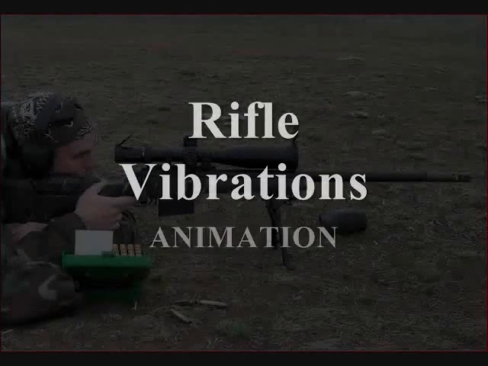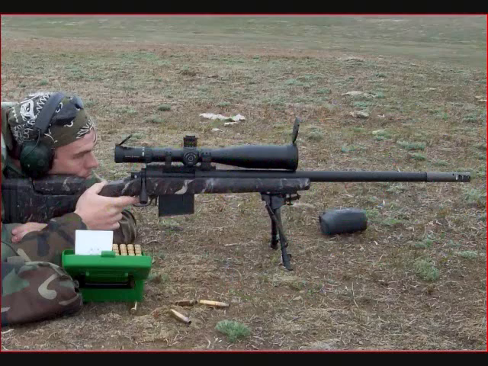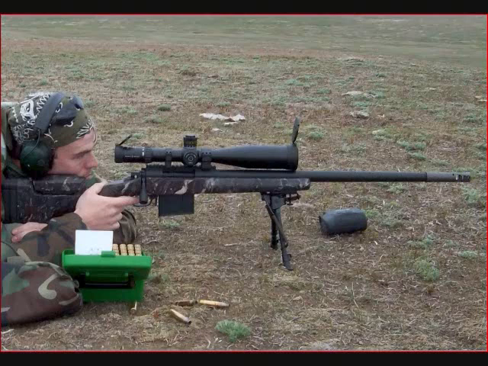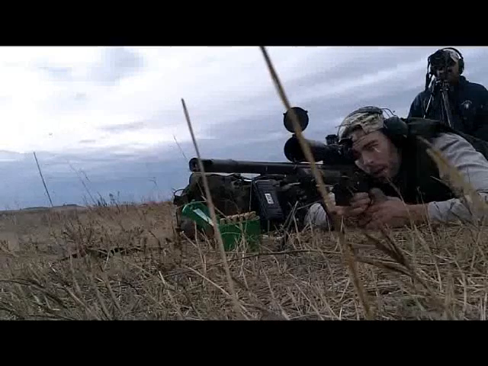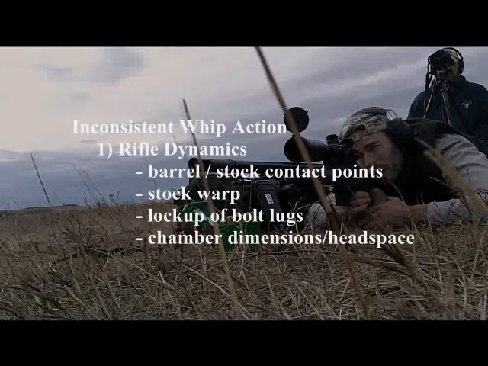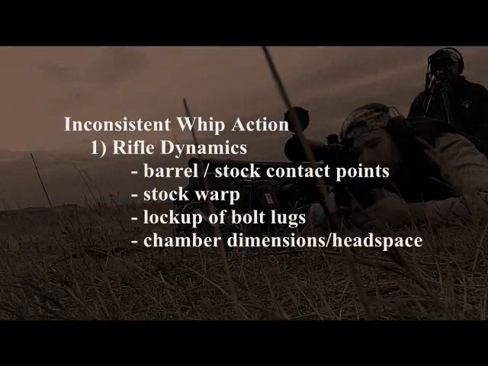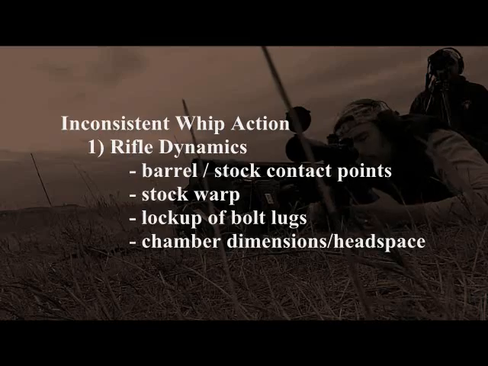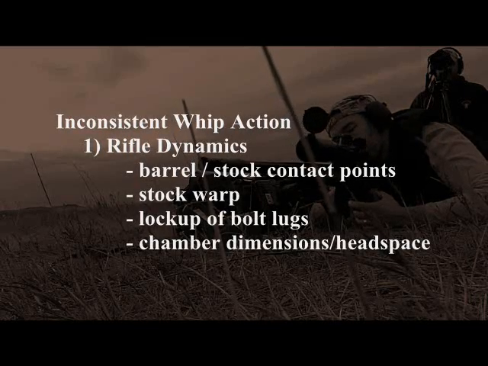You got to remember, when a rifle system is vibrating, it's not just vibrating on a unidimensional plane. The vibrations are not only going to be up and down, but they're going to be side to side as well, obviously. So some things we're going to talk about here with inconsistent whip action, things that can cause that are rifle dynamics, like as far as your barrel and stock contact points. You can have stock warp, which can cause different kinds of pressures against the barrel, which can totally change how the whip action is going on there.